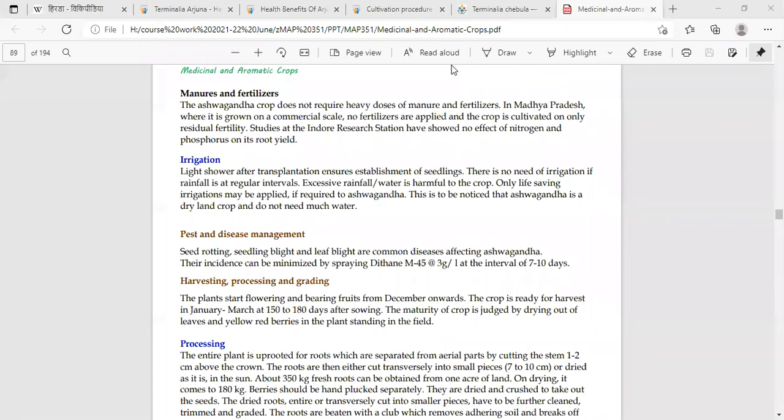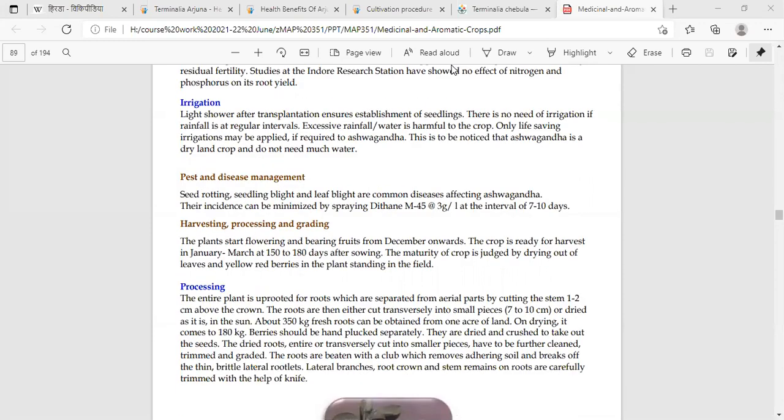The maturity of the crop is judged by the drying of the leaves and yellow-red berries appearing on the plants in the field. The typical maturity indices for the ashwagandha plant are the drying of the outer leaves and the berries turning from green to yellow or red. After judging these maturity indices, the harvesting takes place.